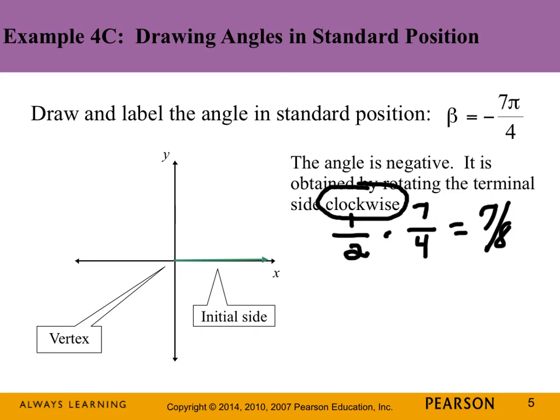Okay, so we're going to go clockwise 7/8 of the way. So this is 2/8, 4/8, 6/8, that's about 7/8 of the way. And the terminal side, oh, I'll sketch in black this time. And that would be what the angle would look like.